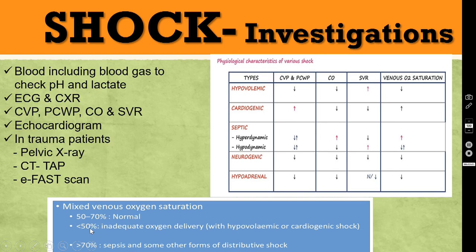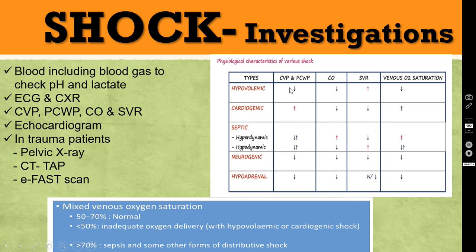Usually this is less than 50% if there is inadequate oxygen delivery, especially with hypovolemic or cardiogenic shock. You will be having less than 50% mixed venous oxygen saturation. If the mixed venous oxygen saturation is more than 70%, this happens in sepsis and some other forms of distributive shock. We will have this increased mixed venous oxygen saturation. In all other types of shocks, there will be decreased venous oxygen saturation. All these parameters you can just pause the video and see.